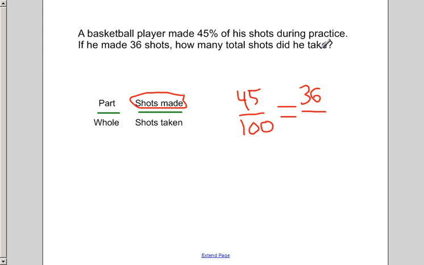And how many total shots did he take? And that's what we're trying to figure out. So I'll use an S for total shots taken, and that is our whole. That is the whole value. And you should know now that we can use cross products. So 3600 equals 45S.